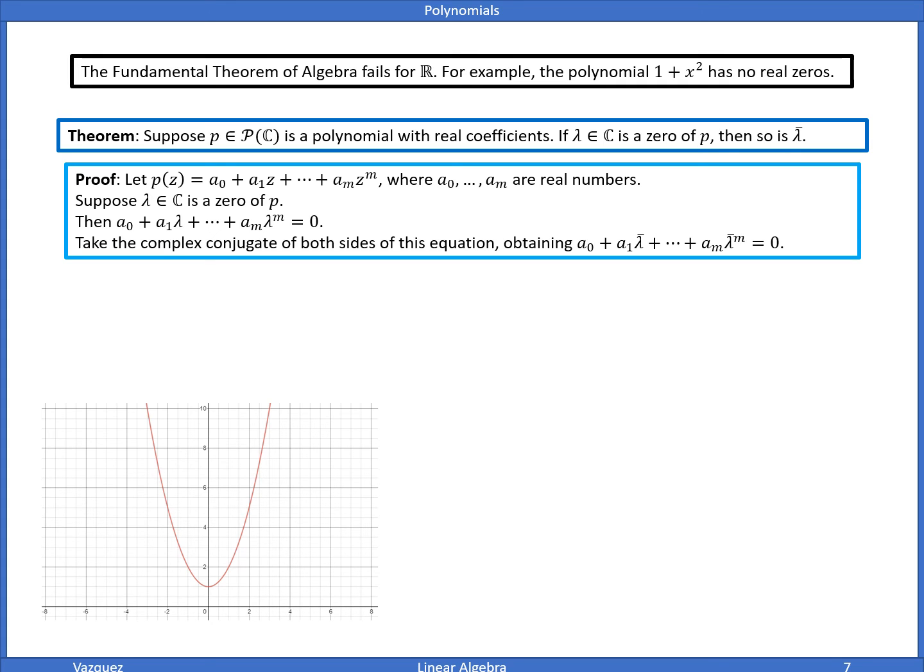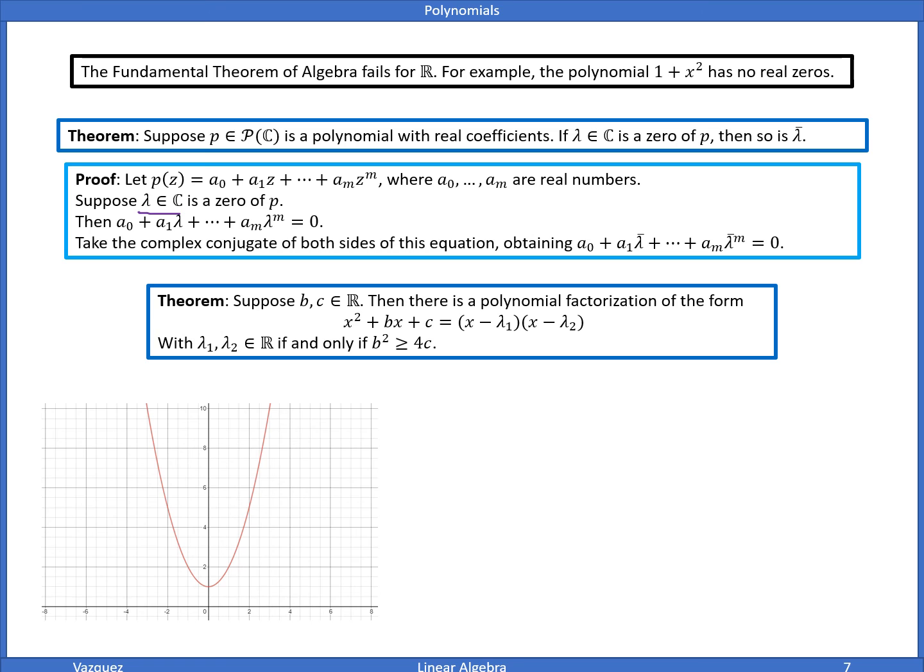Actually, I should say lambda was complex, but we used our properties from the first slide, which gives us that the conjugate of lambda also works as a 0. This theorem, I'm not really going to prove it. It just requires you knowing how to complete a square.